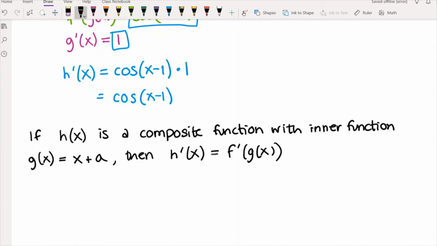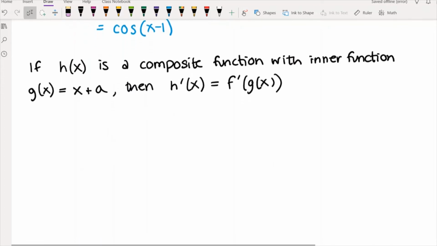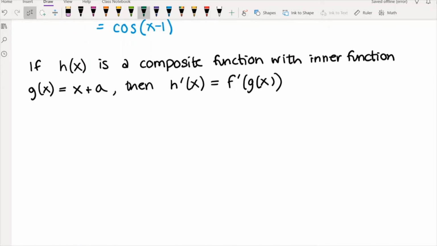Because the derivative of g of x is just 1, you're not going to have that g prime of x part. And the reason I'm bringing this up is because I think it's just nice to be able to recognize these right away. So another example would be if you have the function h of x is equal to e to the x minus 5.